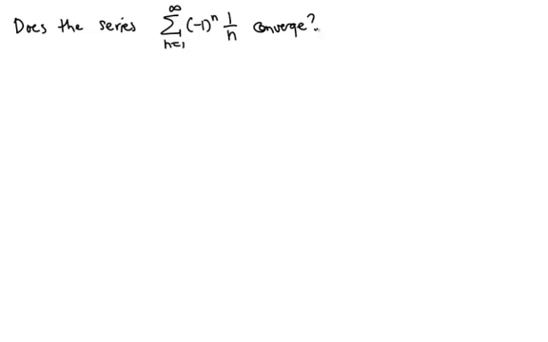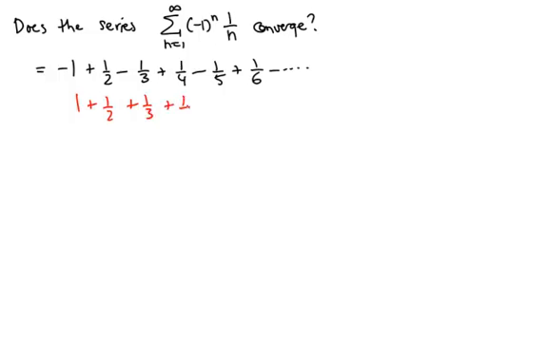Does the series summation n going from 1 to infinity of minus 1 to the n, 1 over n, converge? Now if I actually write out what that series is, that would be negative 1 plus a half minus a third plus a fourth minus a fifth plus a sixth. Which looks an awful lot like the harmonic series 1 plus a half plus a third plus a fourth plus a fifth, which we've seen now twice does not converge.